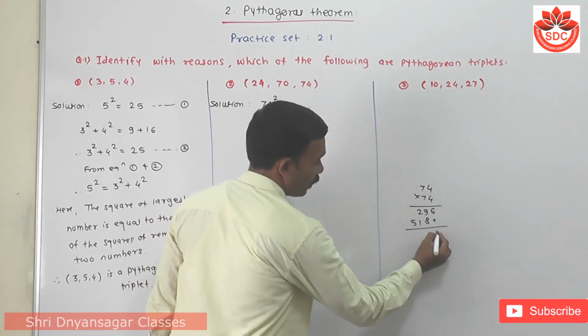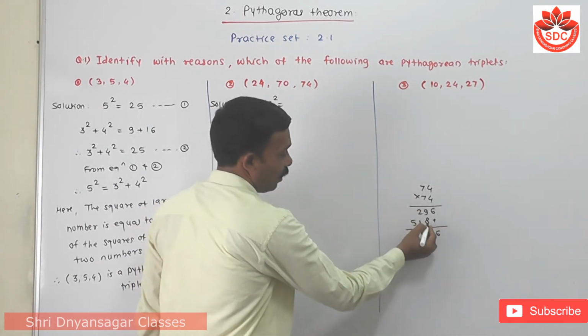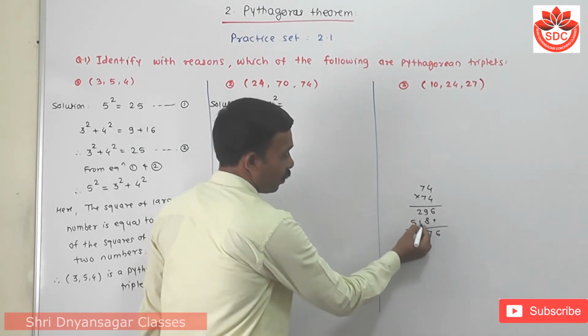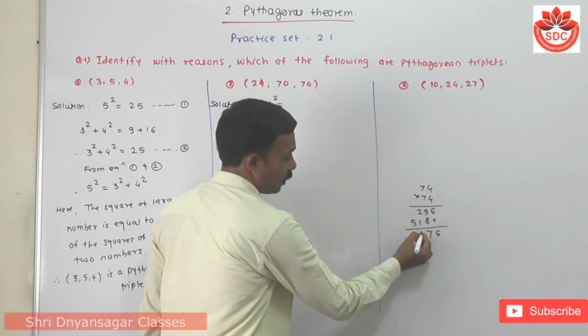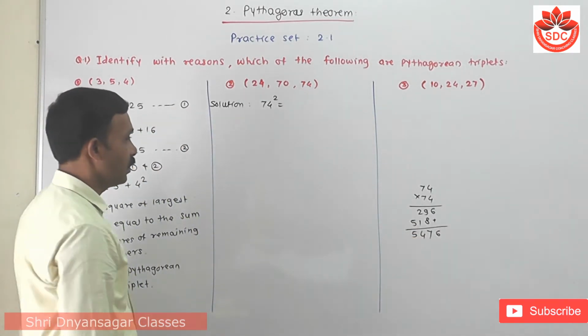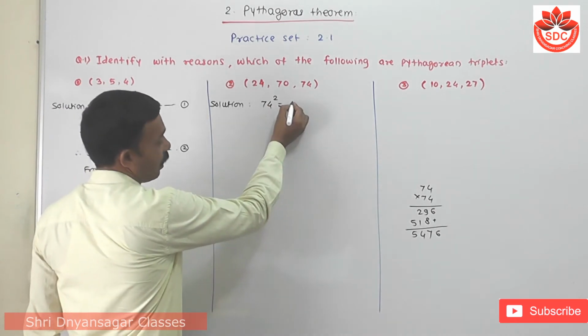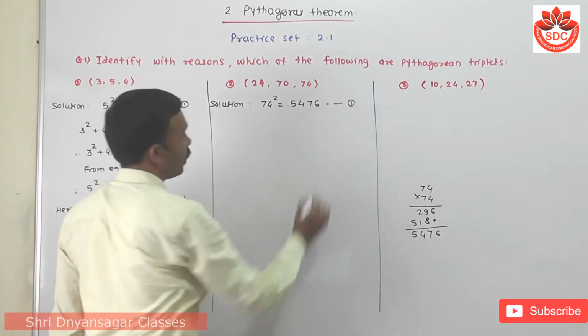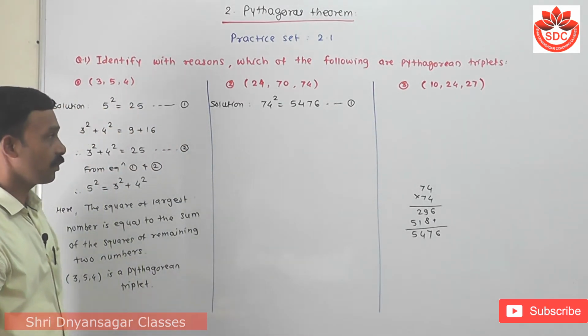Then we add: 6 as it is. 9 plus 8 is 17, carry 1. 2 plus 1 is 3, plus 1 is 4, and 5. Means 5476 is the square of 74. Suppose that this is equation number first.